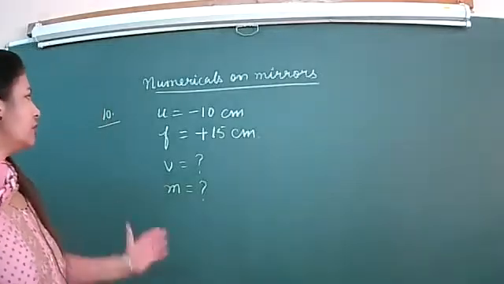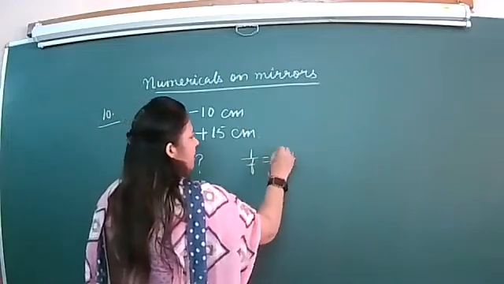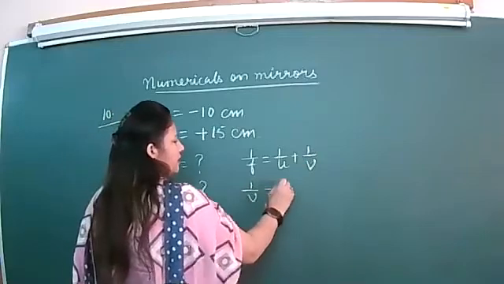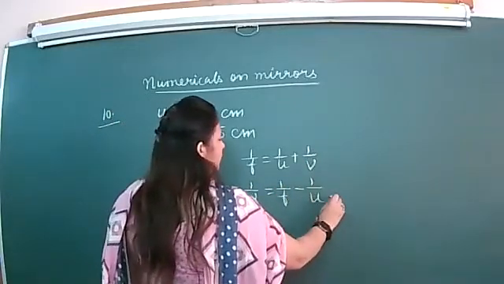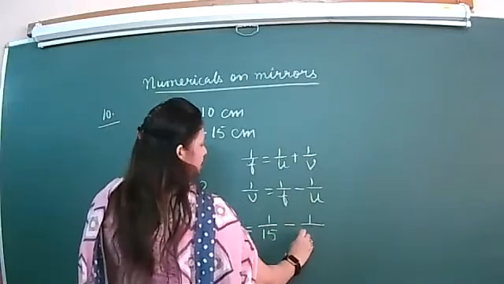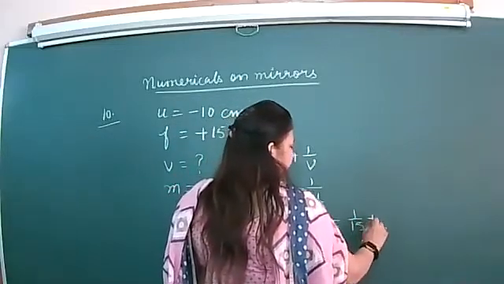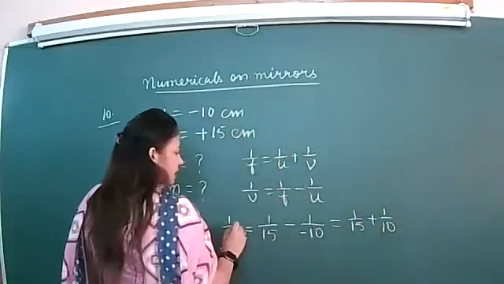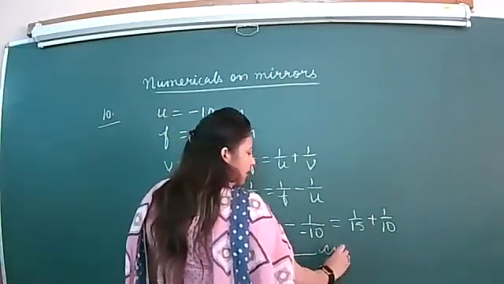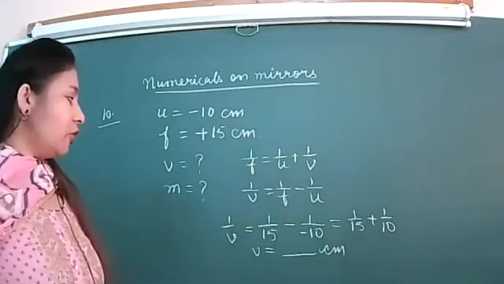All right. So how we will do? This is very simple question. To find V, you will use mirror formula first of all. 1 over F is 1 over U plus 1 over V. So 1 over V is 1 over F minus 1 upon U. So put in the values. 1 by 15 minus 1 by minus 10, minus plus. This will give you 1 by V, but you are to find V from here. So solve and tell me what is your answer. Find V from here and tell me what will be your answer.